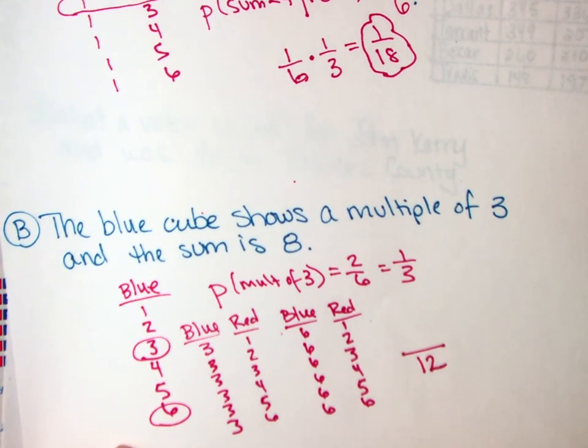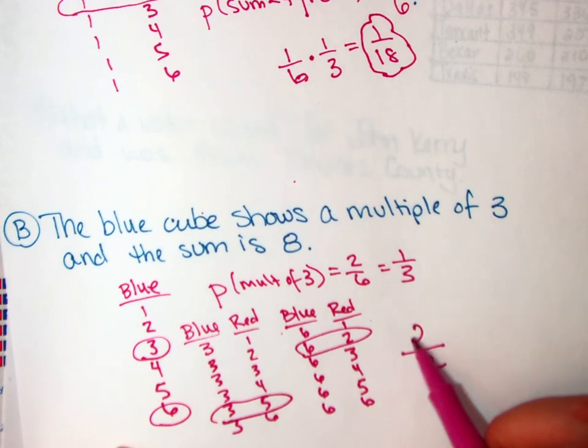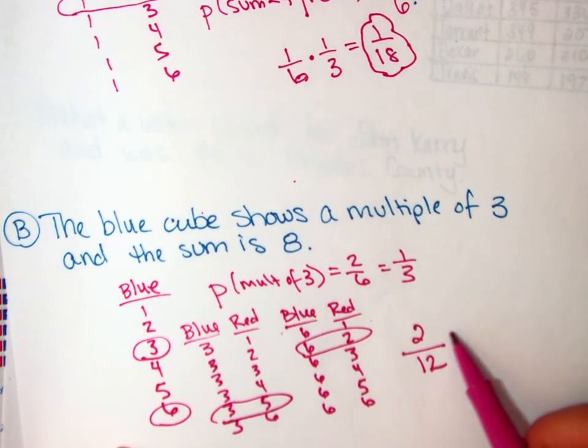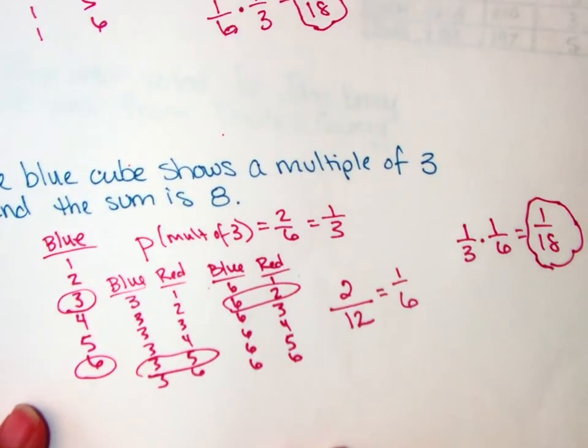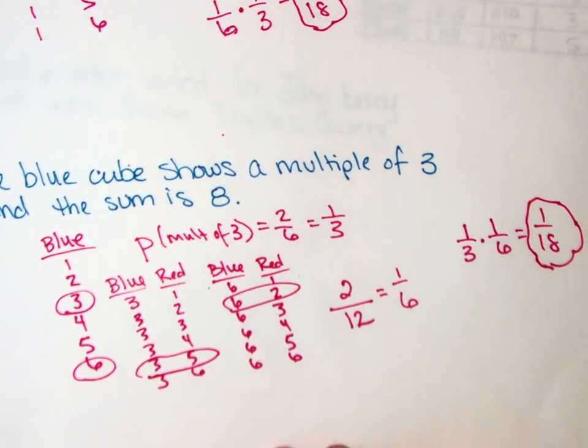Okay, and which ones add to get 8? 5 plus 3 is 8. 6 plus 2 is 8. So 2 out of 12, and I'm going to reduce that to 1 over 6. So we're going to combine them. 1 over 3 times 1 over 6, and it just happens to be 1 over 18 again, just like the last problem.